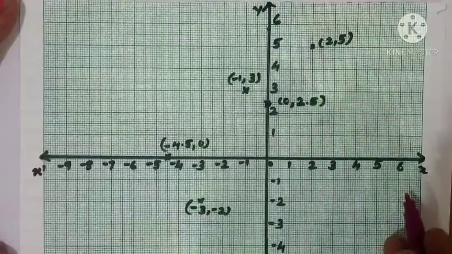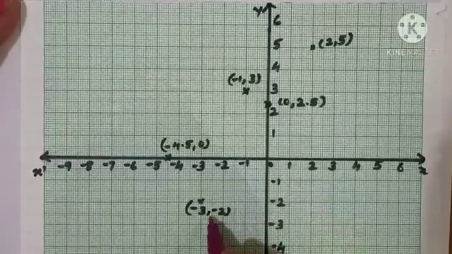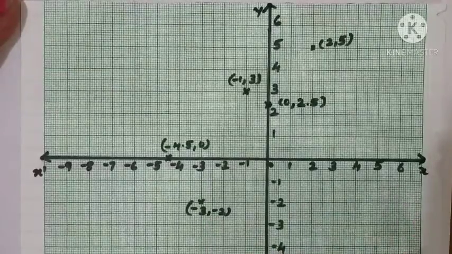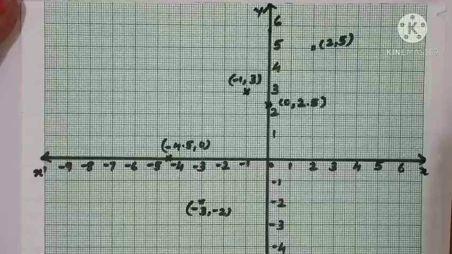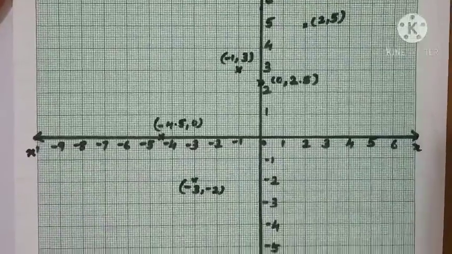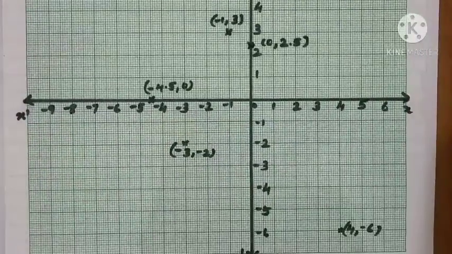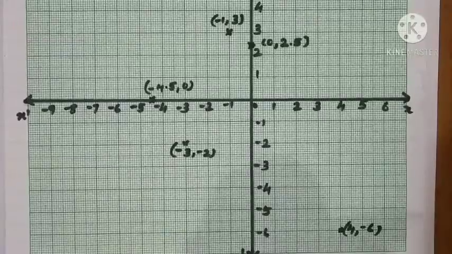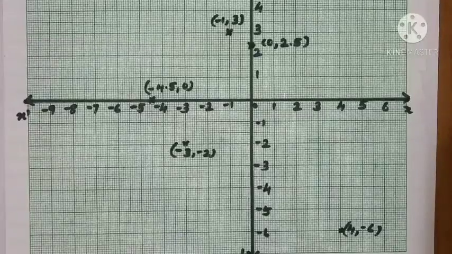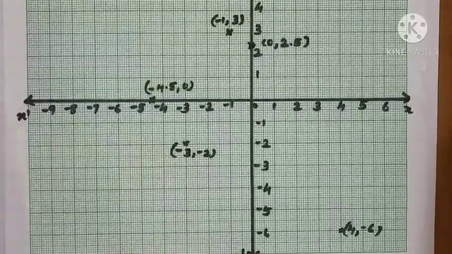Like that, each point. What are the remaining points? Minus 3 comma minus 2, and 4 comma minus 6. I think 4 comma minus 6 is not visible to you. Okay, it will be here. Now all the points are plotted here. Now once again you can see all the points.